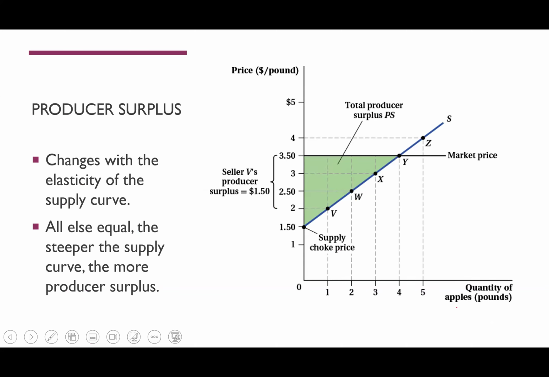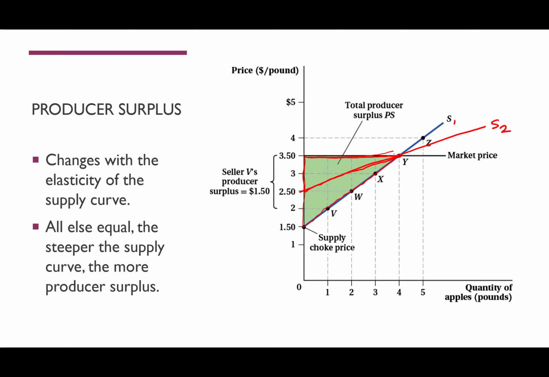Similarly to consumer surplus, producer surplus is going to change with the slope of our supply curve. So I've drawn in a second supply curve for us here, one that's less steep than the original. And as you can see, just like with consumer surplus, when the supply curve is steeper, you're going to get a greater area of producer surplus than when it is flatter. Okay, and that's again just to do with producer responsiveness.